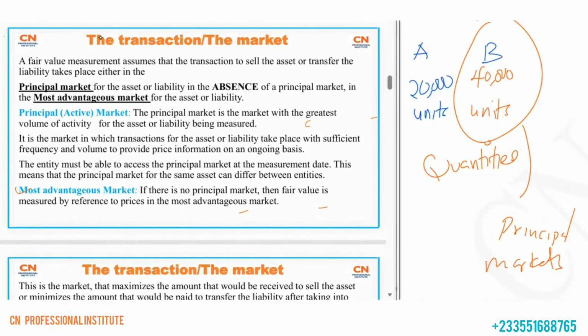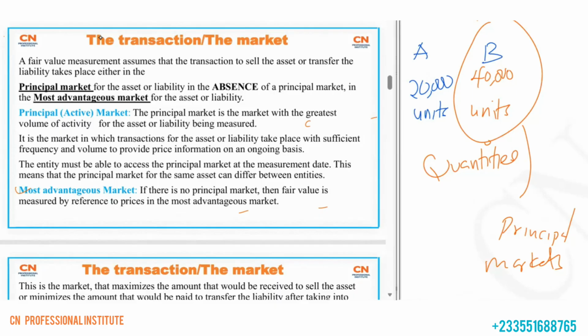So have it in mind: the principal market uses quantities. I'm saying it's very important. The principal market uses quantities. We don't look at prices. The market that can give us the highest price, no. We look at the market in which we can sell more.